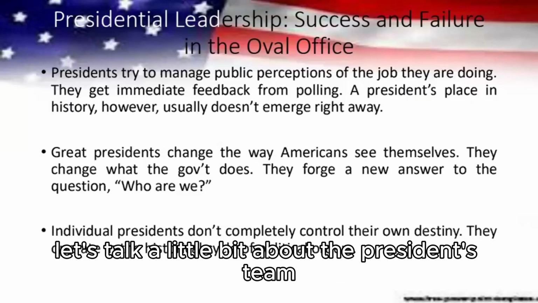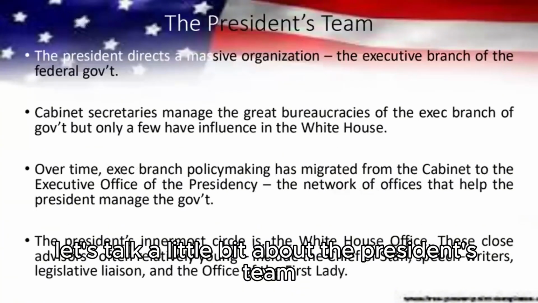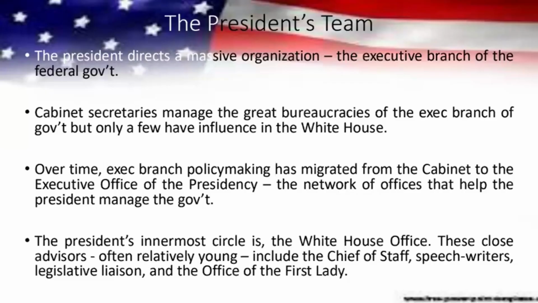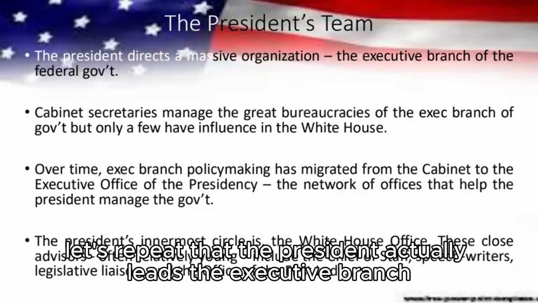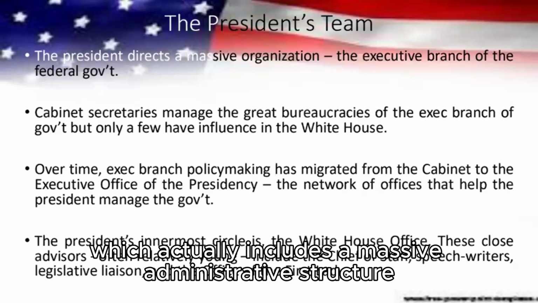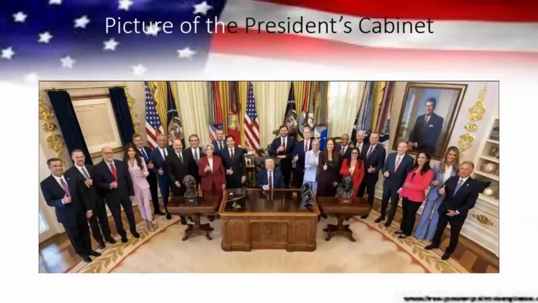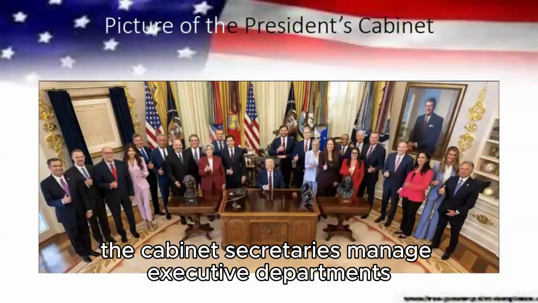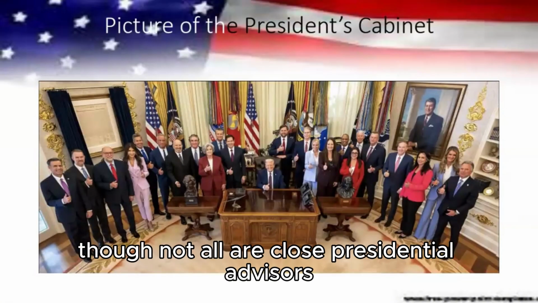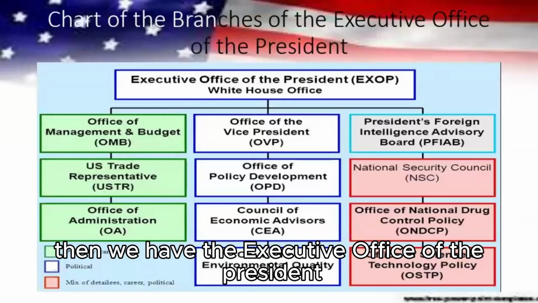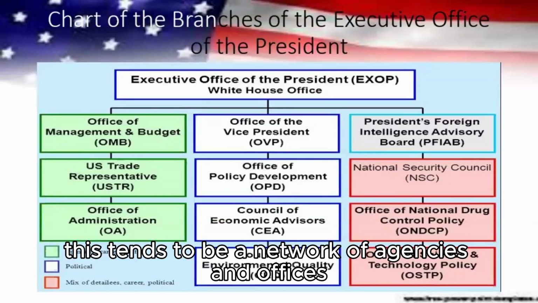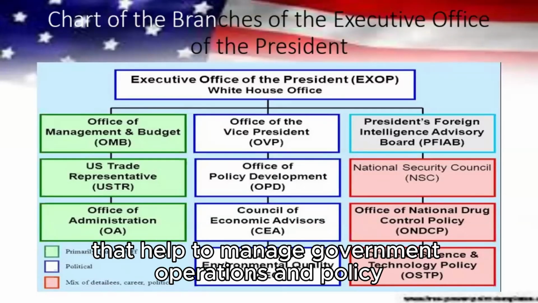Let's talk a little bit about the president's team. The president actually leads the executive branch, which includes a massive administrative structure. First, we have the cabinet. The cabinet secretaries manage executive departments, though not all are close presidential advisors. Then we have the executive office of the president. This tends to be a network of agencies and offices that help to manage government operations and policy.